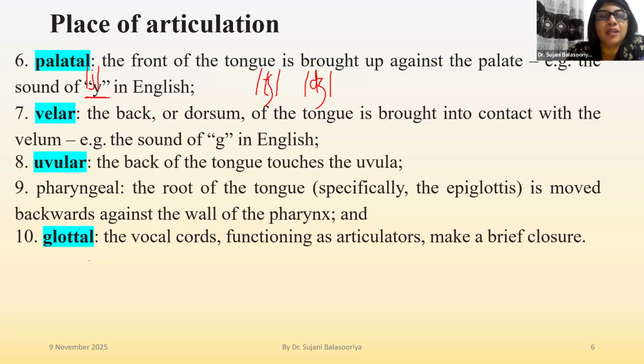Now, you can produce g and feel the production of velar consonants. G, g. It is the back of the tongue, right? Back of the tongue rising and touching the velum. What are the other 2? K. Yes. K is another one. K, G, and one more.